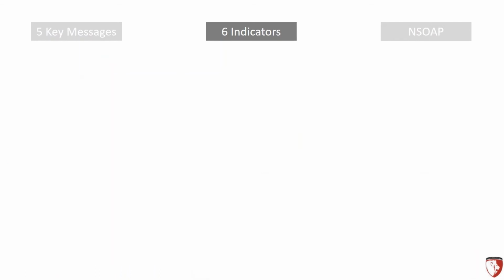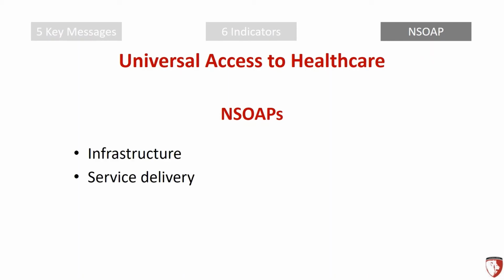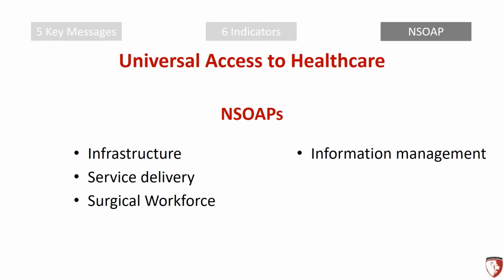In order to achieve the targets of these 6 indicators, countries must work together towards universal access to safe, timely, and affordable surgical obstetric and anesthesia care. The Lancet Commission on Global Surgery introduced a framework for national surgical, obstetric, and anesthesia planning, known as NSOAP. NSOAP is a framework that offers a systematic approach to strengthen surgical systems, covering 6 domains of the health system: infrastructure, service delivery, surgical workforce, information management, financing, and governance.